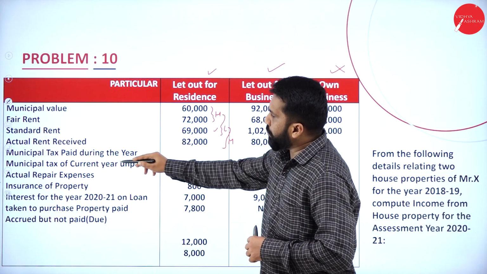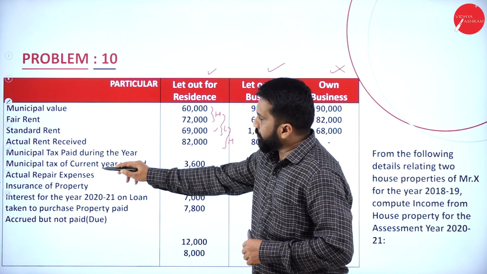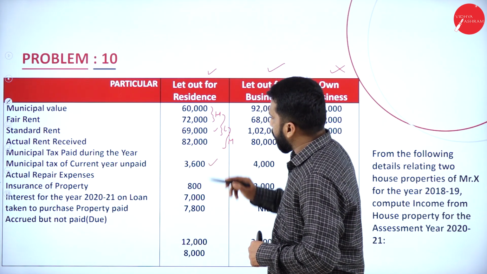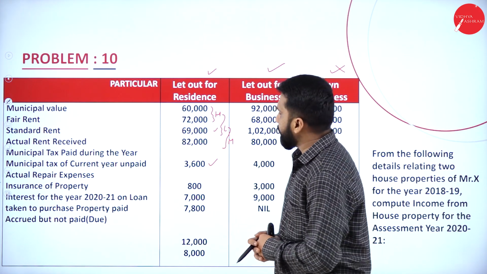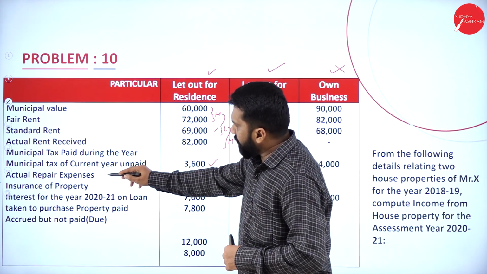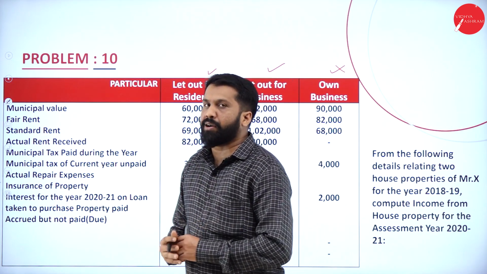Municipal tax paid during the year. How much? Municipal tax for the current year, 3,600. We are supposed to deduct 3,600. Then, annual repair expenses, should we take them or not?